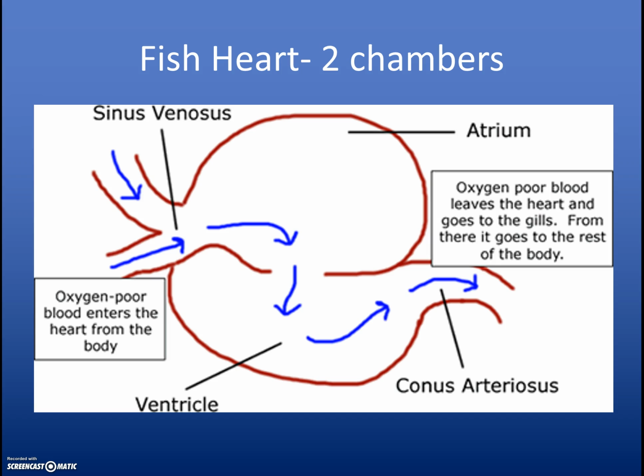From the ventricle, blood then pumps to the gills, and then to the rest of the body through the conus arteriosus. Now, as you notice here, oxygen poor blood enters the heart from the body, and oxygen poor blood leaves the heart and goes to the body as well. So as we can see here in the fish heart, there is no gas exchange occurring that allows oxygen poor blood to be transformed into oxygen rich blood.